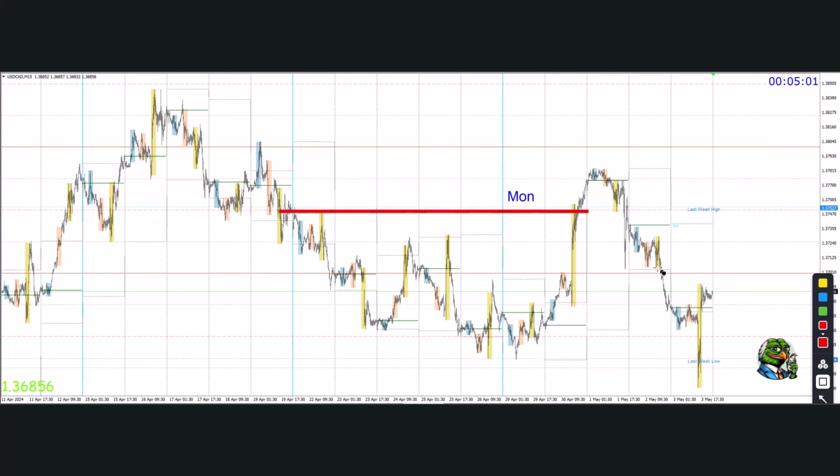You can see that Monday we go up, Tuesday we have a pullback, and Tuesday continues to go up. And then Wednesday we continue to go up as well. So we have 3 days where the market has continued to rise. Now what happens on that third day?